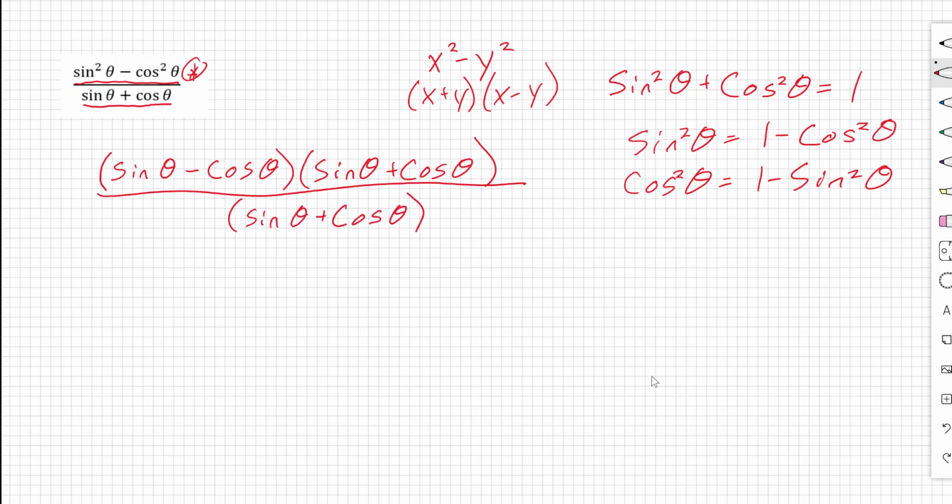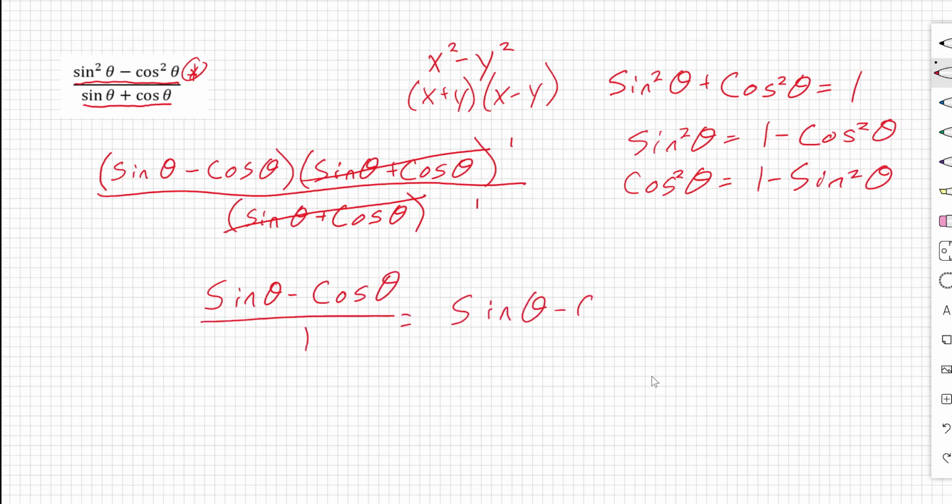I factored it, which is just like, algebra and trig are not mutually exclusive. You're going to use both. Well, you don't always use trig in algebra, but you're going to use algebra in trig. At this point, I have a product in the numerator, and I have sine theta plus cosine theta in the denominator. I can divide the top and bottom by sine theta plus cosine theta, leaving a 1 in both places. Sine theta minus cosine theta times 1 is just sine theta minus cosine theta. And it's all over 1 because anything divided by 1 is itself.